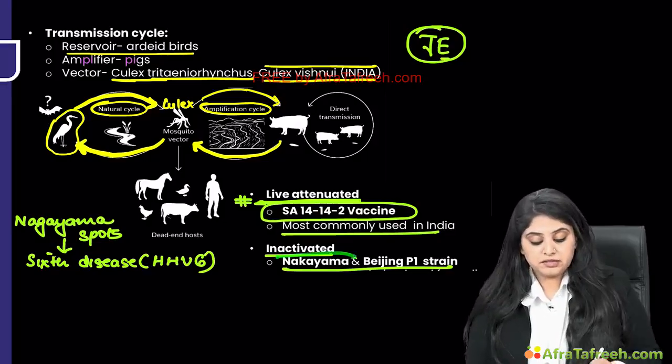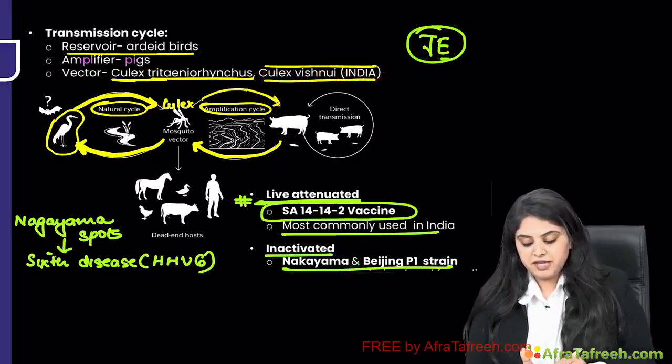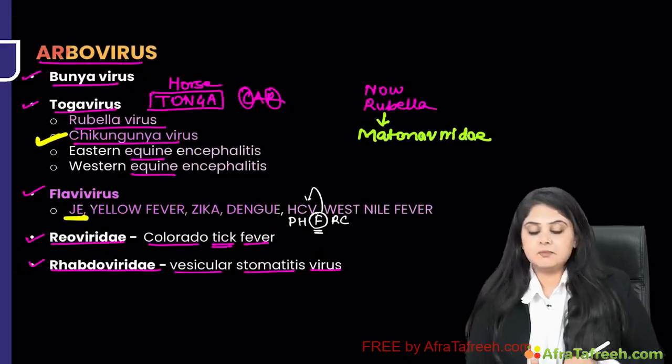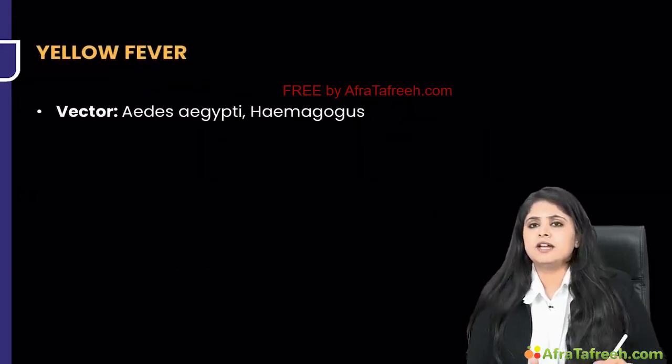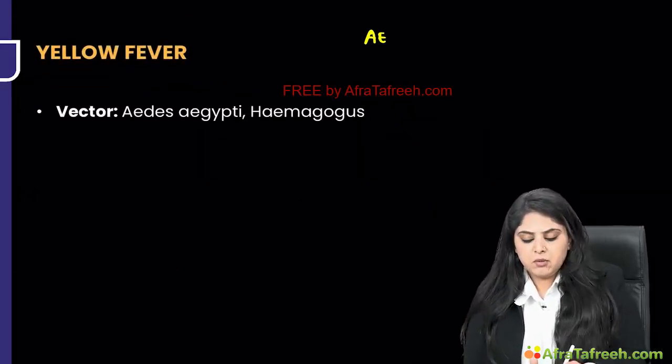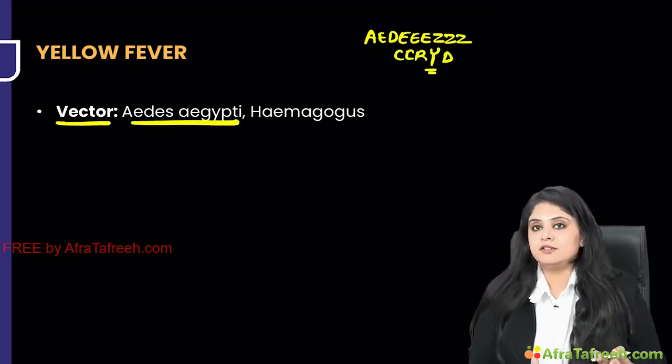What I'm saying over here is Nakayama. Nakayama and Beijing strain is for Japanese encephalitis. So Japanese encephalitis, tick mark. Next, what we come down to is yellow fever. So what is it about yellow fever? If I ask you what is the vector, you will say, ma'am, you had a mnemonic where you said Aedes cried, and we had picked up yellow fever also. So the Aedes aegypti is the vector.